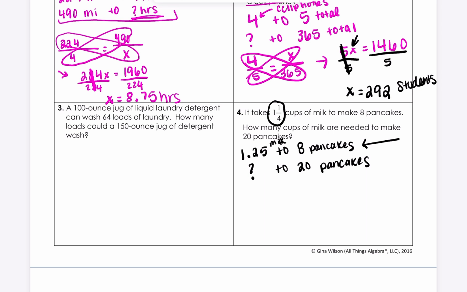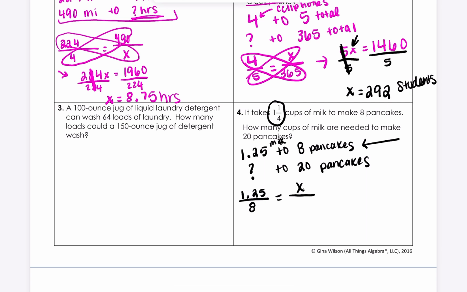So now to set up our proportion, I go ahead and make my first ratio into that fraction. So I start off with milk. I have 1.25 over our pancakes, which is 8, equals. Once again, you want to be consistent. So at the top, we put milk. I'm going to make sure I put milk at the top for the second ratio. We do not know that number. That is what we are trying to find. So I'm going to go ahead and put X as our variable.